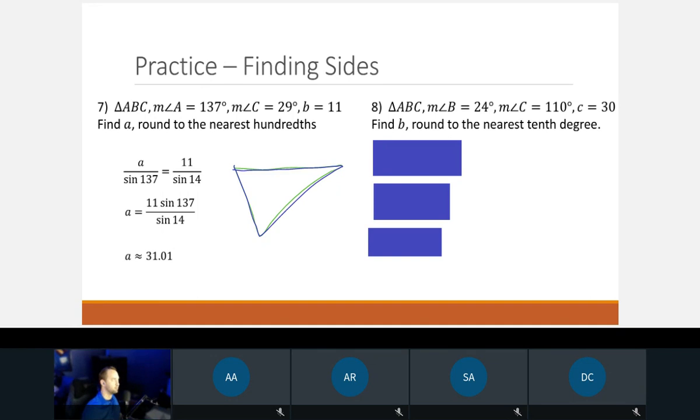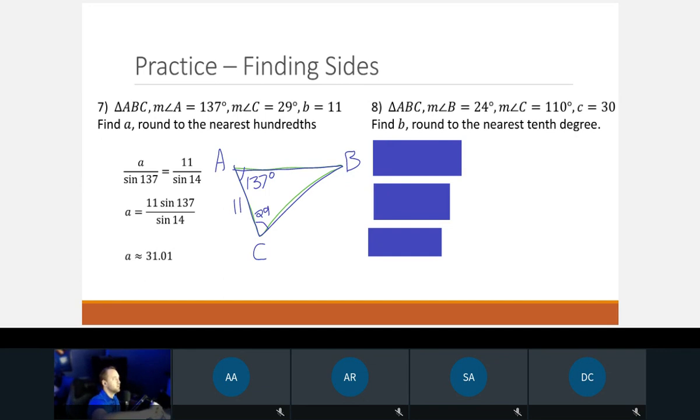All right. So measure of angle A is 137. It doesn't matter which one you call A. I'll just call this one A, this one B, and this one C. Again, it doesn't matter. Your diagram will obviously look different than mine. So that's 137. Measure of angle C is 29. So this one is 29 degrees. Side B is 11. So I look at angle B. Opposite of that is side B. So there's your 11 here.